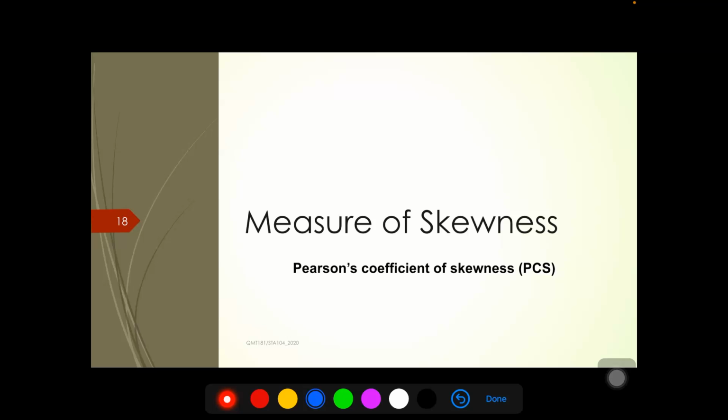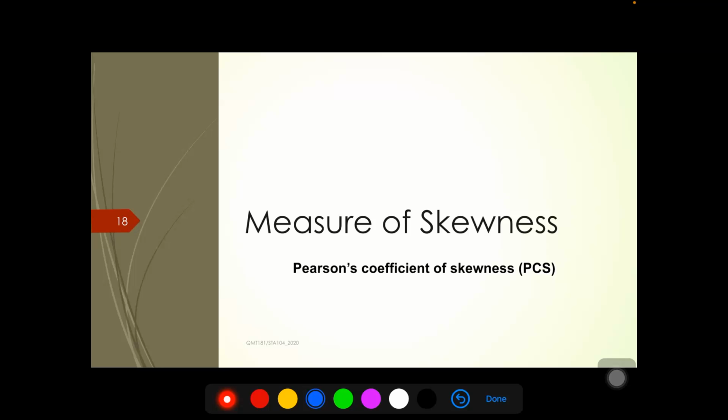Do you still remember about skewness? We have identified the skewness of the dataset by using the information from measure of central tendency. And we can also find the skewness of the dataset using measure of position by drawing your box and whiskers plot. Another way of finding your skewness is by using Pearson coefficient of skewness.